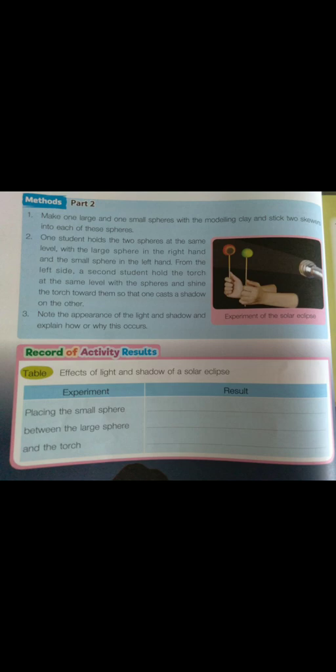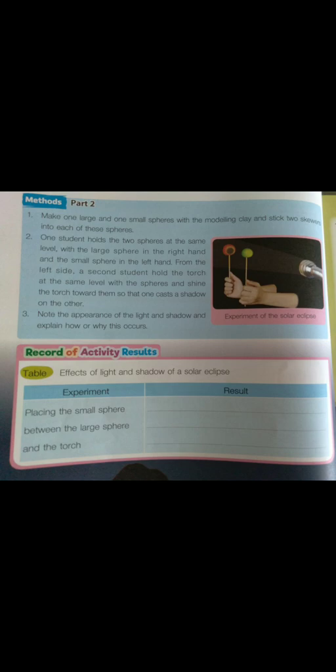From the left side, a second student holds the torch at the same level with the spheres and shines the torch toward them so that one casts a shadow on the other. Note the appearance of the light and the shadow and explain how or why this occurs. Then record the activity results, the effects of light and shadow of a solar eclipse.